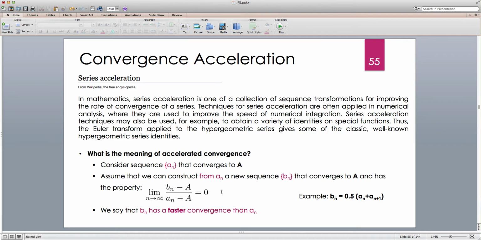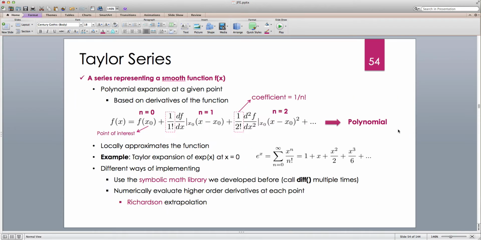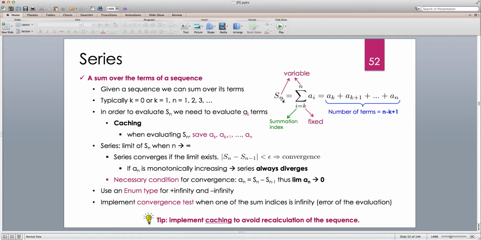Now, most of the time we do the transformation on a sequence because we are calculating a series of that sequence. So here, this is from Wikipedia, and it's the series acceleration. And it says, in mathematics, series acceleration is one of a collection of sequence transformations. So we take the sequence and then transform it for improving the rate. So basically, this sequence is the partial sum sequence. So to remind you again, it's this Sn, right? We want to calculate the limit of this sequence, which is the series over this an sequence, right? We start with this, we create a new sequence, and then we want to calculate the limit.